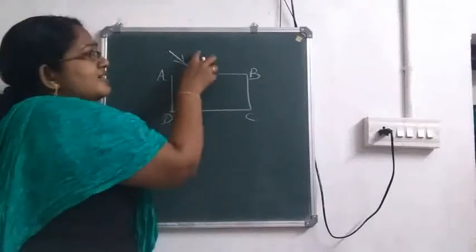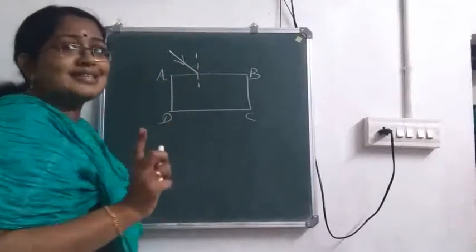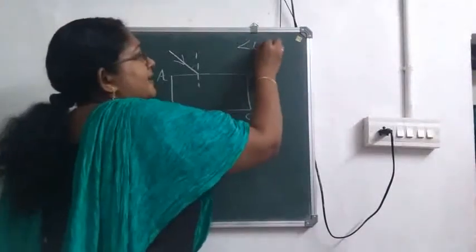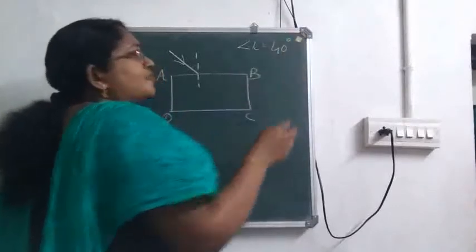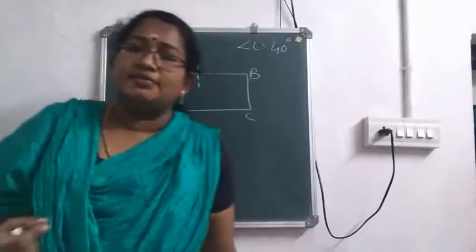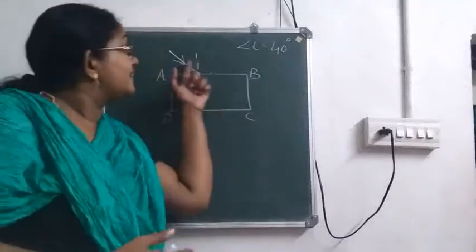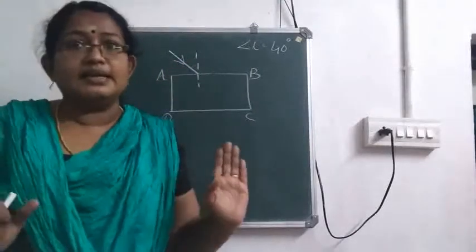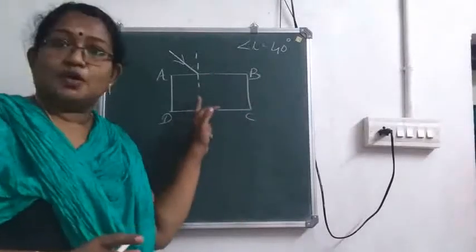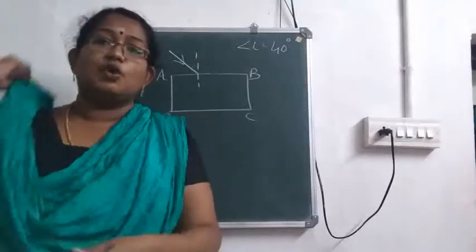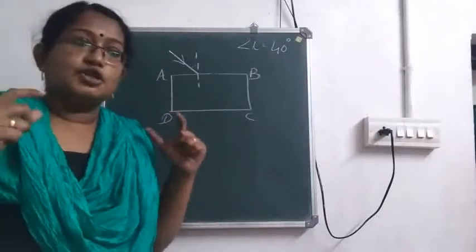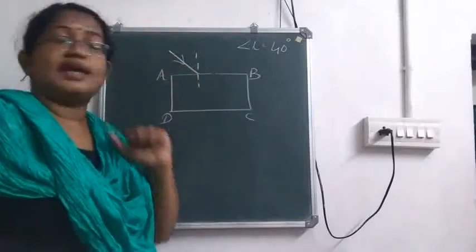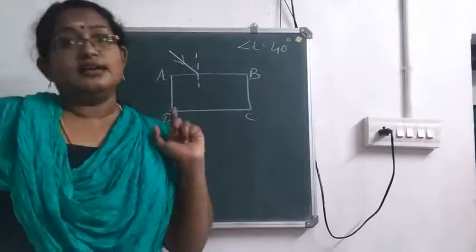The angle between the incident ray and the normal is known as the angle of incidence, isn't it? So let this angle be 40 degrees. We are measuring using a protractor. We will take 40 degrees and that will be the angle of incidence here. Is it clear? So we have drawn the normal on this rectangle. After that, we used a protractor, took 40 degrees and then drew the incident ray.